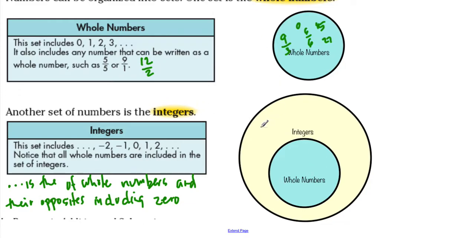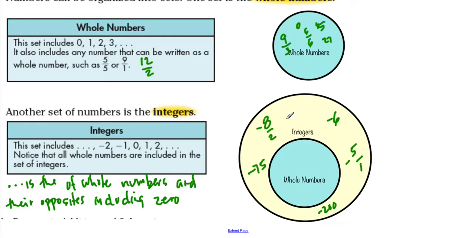Examples of integers that are not whole numbers are -8 over 2, which is the same as -4, the opposite of the whole number 4. -6 is an integer. -75, -200, and -5 over 1 are all integers that are not whole numbers. But if you notice, they're opposites of whole numbers. -75 is the opposite of 75. -200 is the opposite of 200. -5 over 1 is the opposite of positive 5. -4 is the opposite of 4. -6 is the opposite of 6.